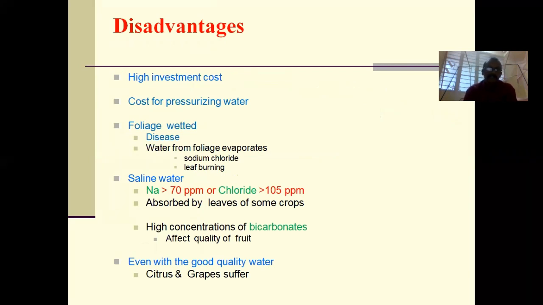The disadvantages get multiplied when we make use of saline water for sprinkler irrigation. Let us say if the sodium content is greater than 70 ppm in the water and the chloride content is greater than 105 ppm in the water, and this kind of water is applied on the leaves, these salts are absorbed by the leaves of some crops and their metabolic activities get affected.